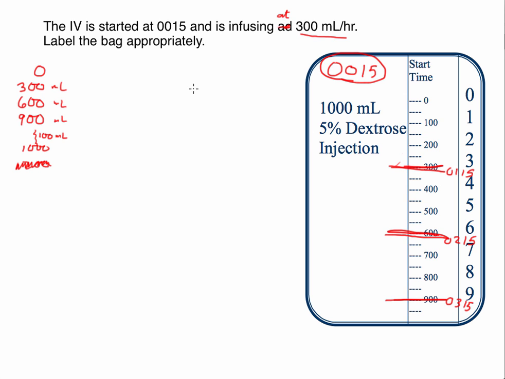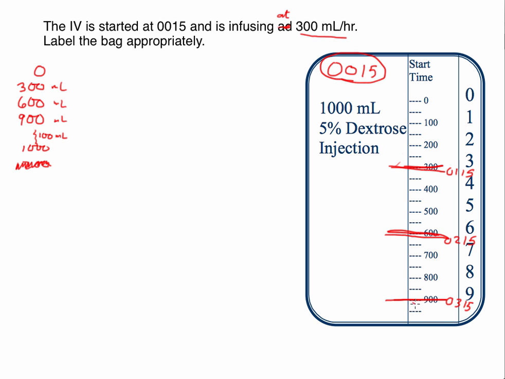And again, it may not be challenging to think about where it's going to be, but I highly recommend that you just write them out. 300, 600, 900. We're going up by that rate of however many milliliters per hour there is. Now the problem is, this is not going to be at 0415, right? Because we're not actually infusing an entire 300 milliliters. It's not going to be an entire hour.